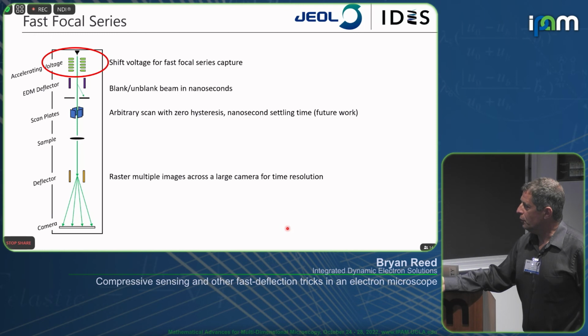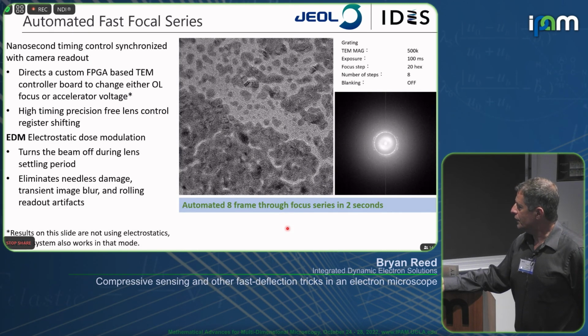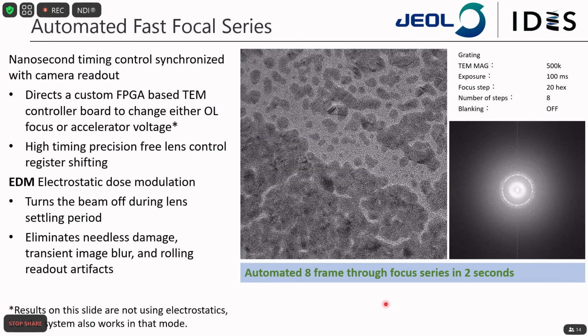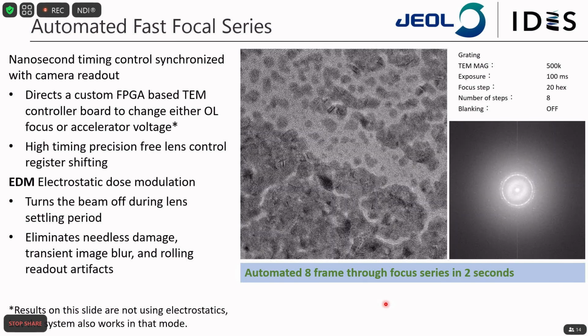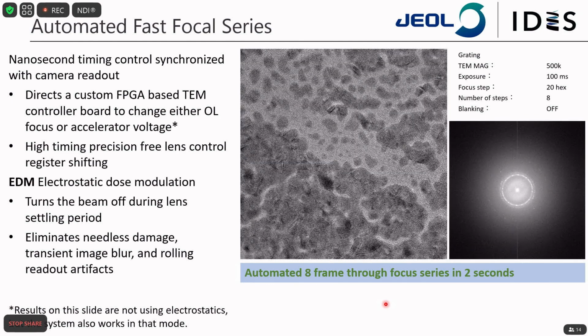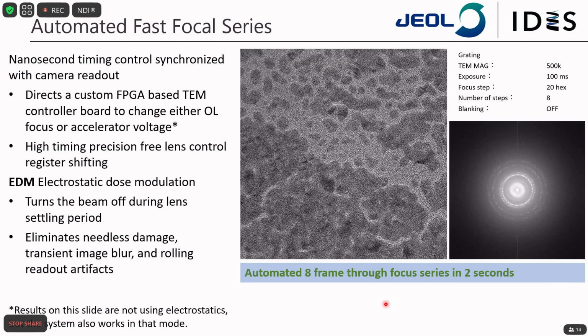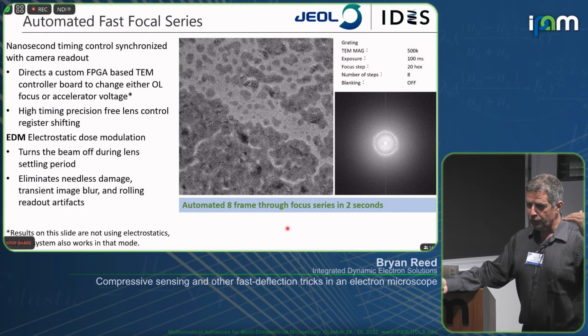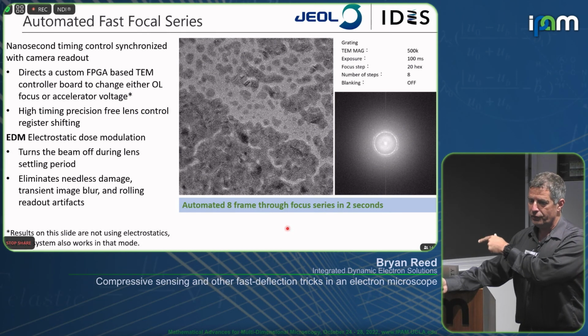So playing with the accelerating voltage, you can shift the voltage to do a fast focal series quickly. So shifting the accelerating voltage. So this is a slide of stuff that we are doing in collaboration with Joel in Akashima. So this is a fast focal series, 8 frames captured in 2 seconds, completely automated. This is the slow version that uses the objective lens current. So you have to wait for that to settle. But the same hardware, and I realized I don't actually have the data to put on a slide, unfortunately, but it works. The same hardware can electrostatically shift the accelerating voltage for every single frame.